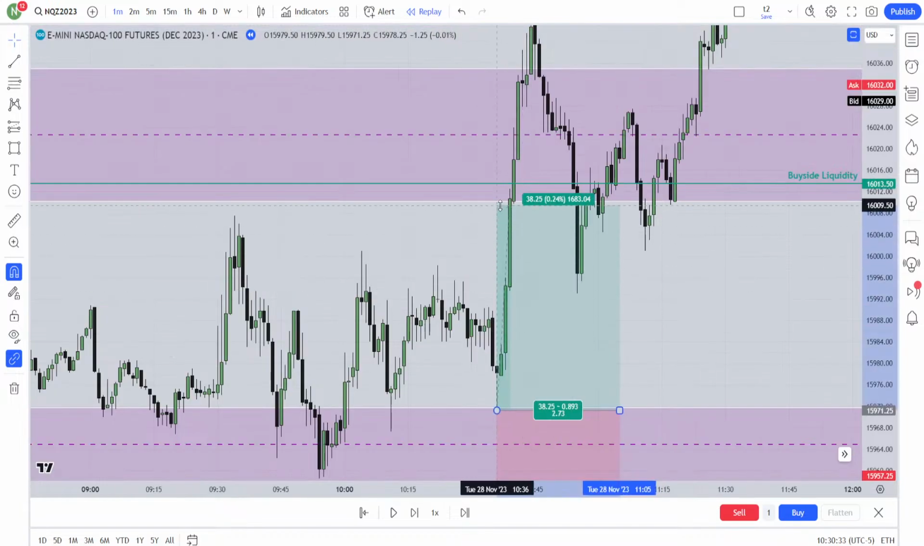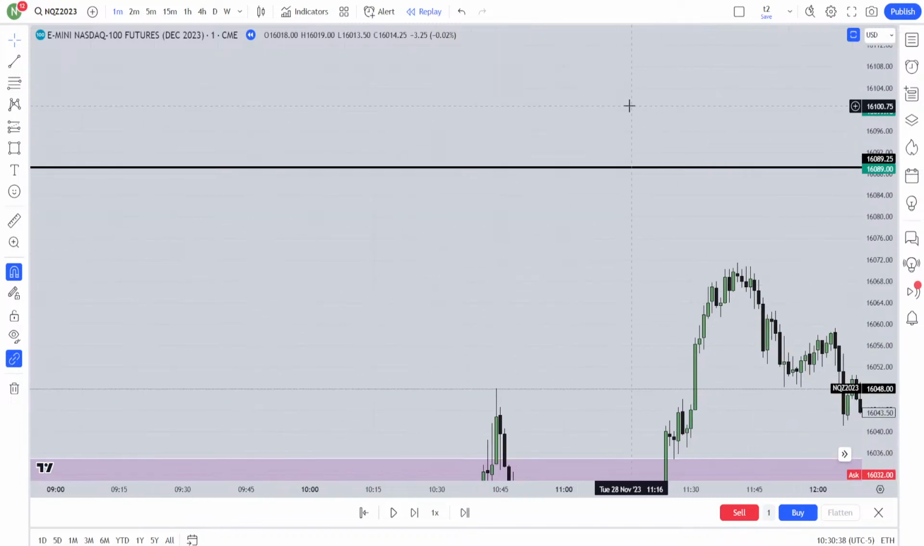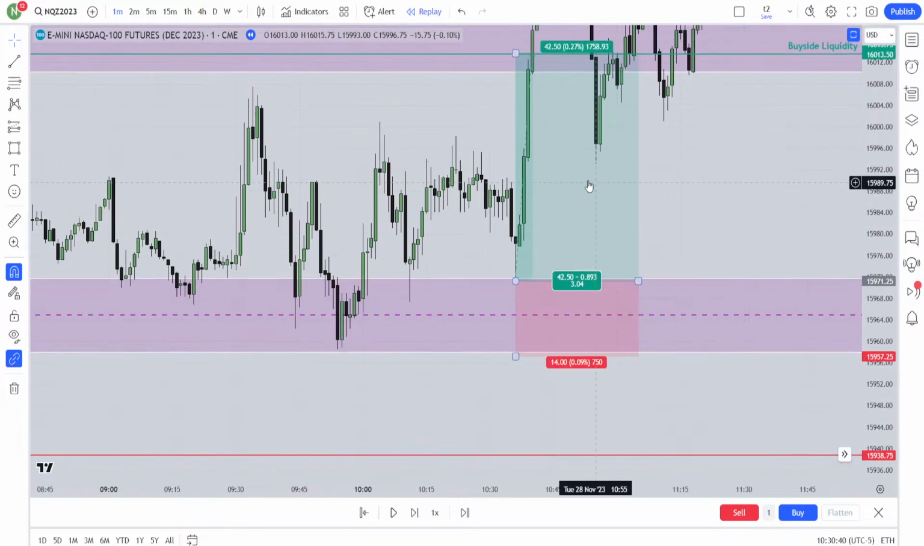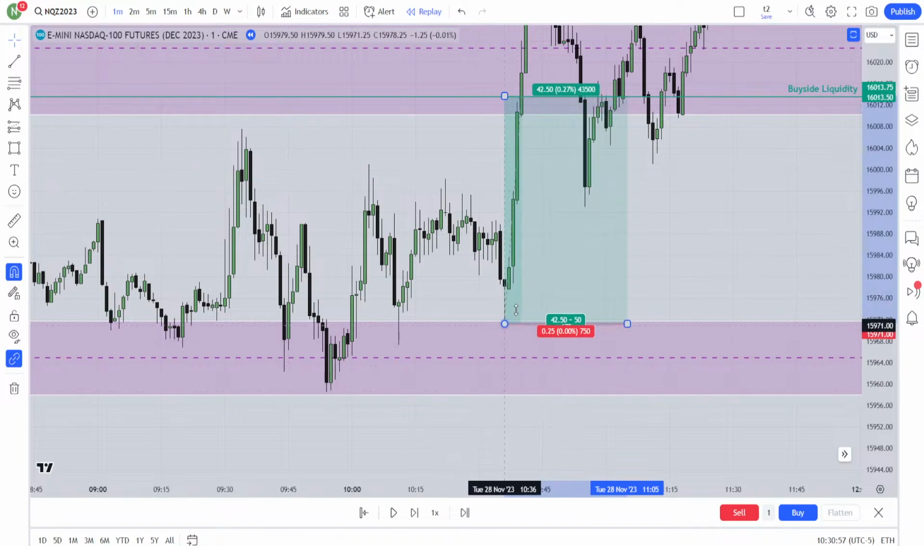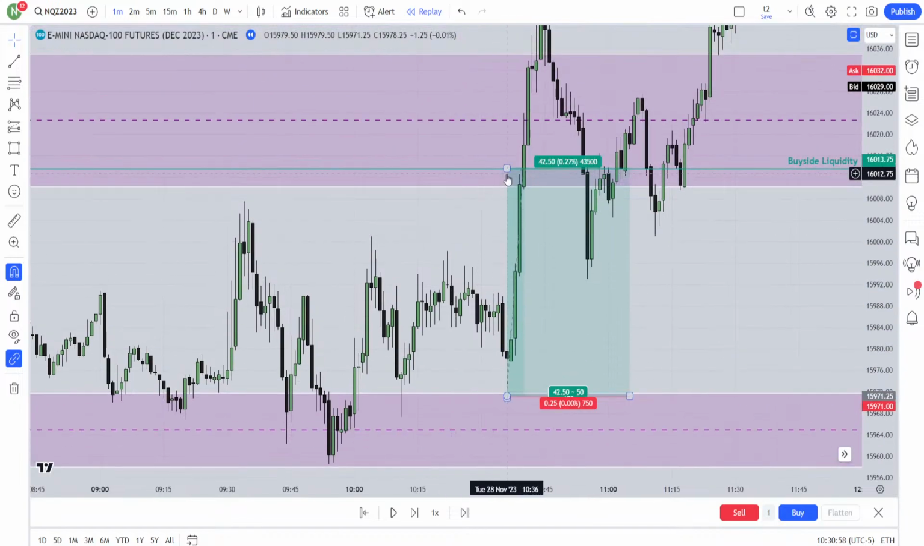That is my target. I'm not going to hold my trade until here or here. I'm just going to close my trade here. What else am I going to do? When price goes above those highs, somewhere here, I'm going to take some partial. I'm going to put my stop loss to break even. Then the rest I let go to trade over there.